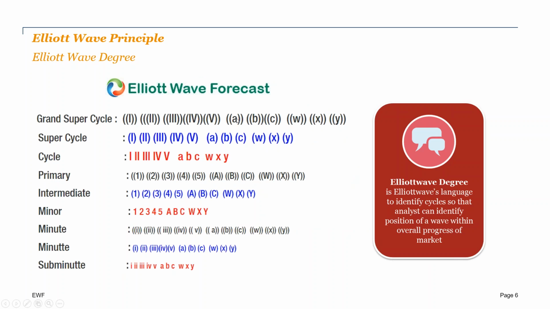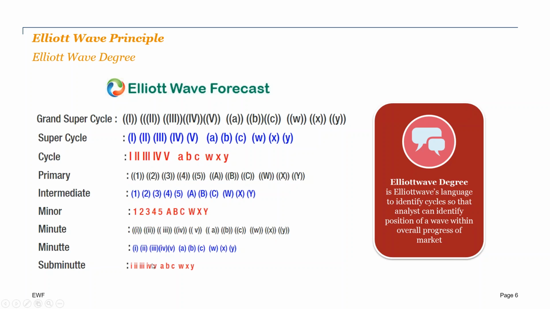Now this is very, very important, guys. This is called the Elliott Wave degree. Okay. So Elliott basically originally in his book identified different degrees, 1, 2, 3, 4, 5, 6, 7, 8, 9. So 9 different degrees or cycles. Okay, and each one of them is labeled slightly differently, right?